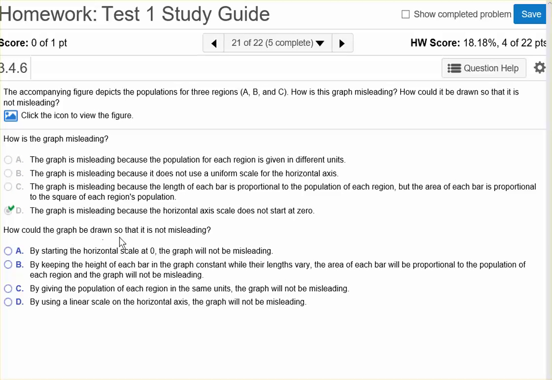How could the graph be drawn so that it's not misleading? Well, of course, we would change that horizontal scale. By starting the horizontal scale at 0, the graph would not be misleading.